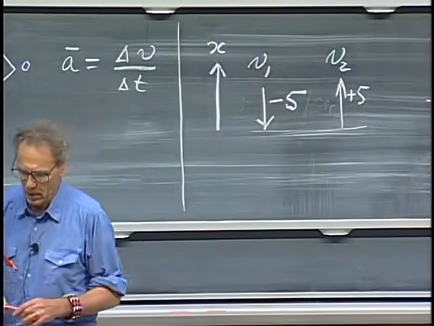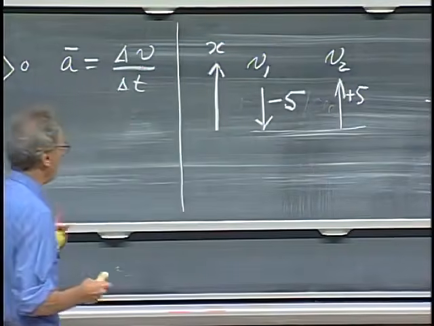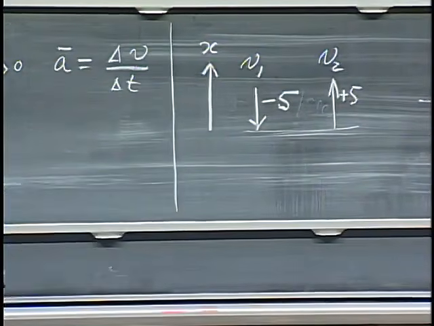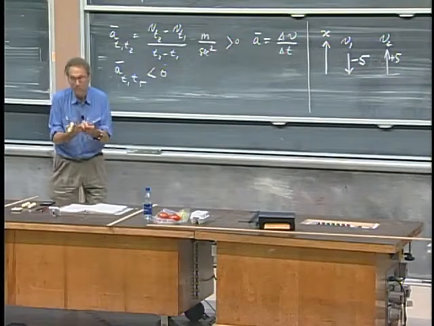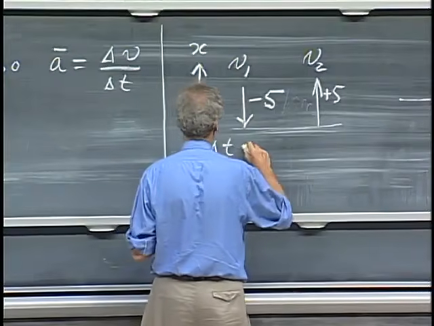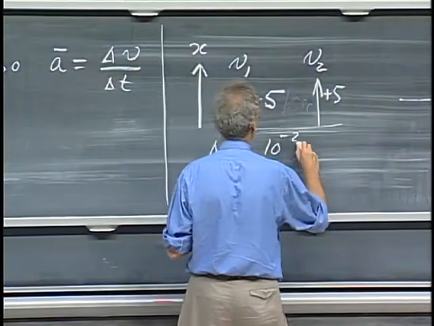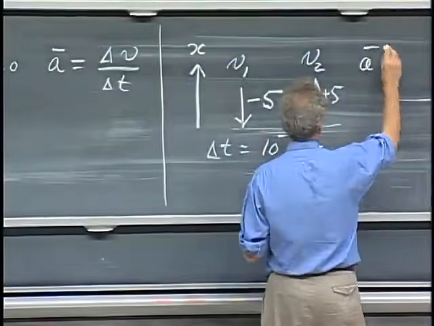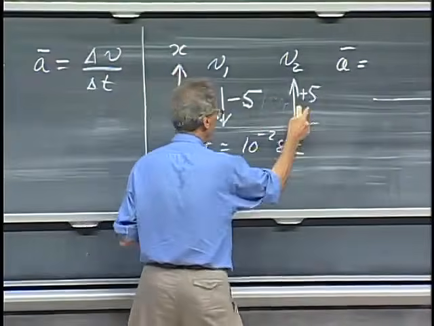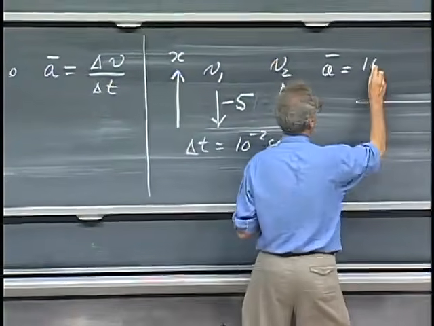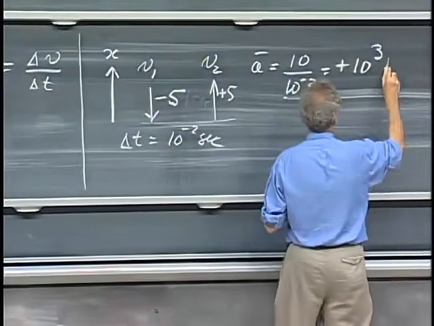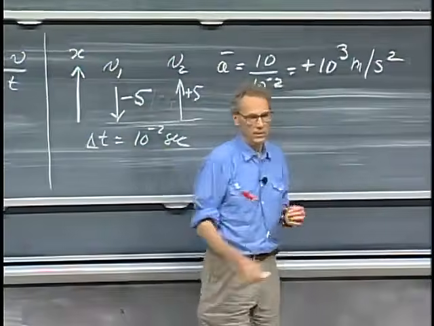I call this v1, and I call this v2. So what now is the average acceleration? Well, I would have to know the time that it takes for this change in direction. In other words, we call that the impact time. I would say in this case, the impact time delta t is probably about 100th of a second. And so my average acceleration would be v2 minus v1, that is plus 5 minus minus 5, that is 10, divided by 10 to the minus 2, and that is plus 1,000 meters per second squared.